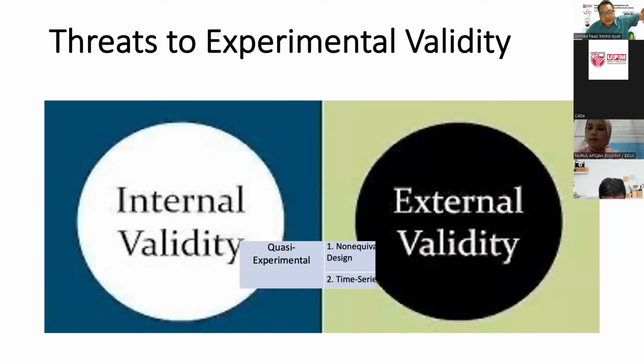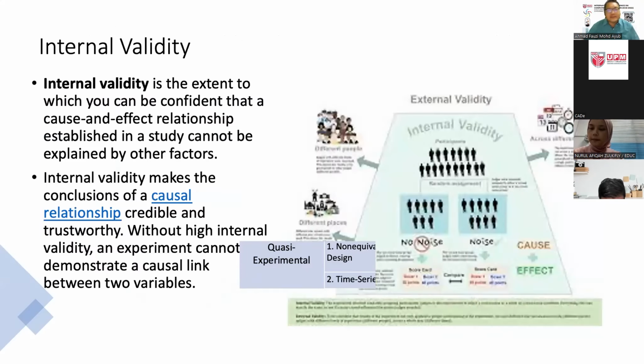The previous one, we were talking about the external variables and the control variables, but this one is different. This one is the threats. Basically, we have internal validity and external validity. Internal validity is the extent to which you can be confident that a cause and effect relationship in the study cannot be explained by other factors.